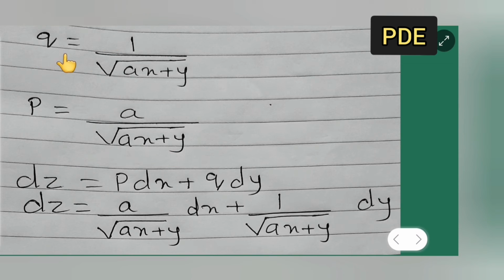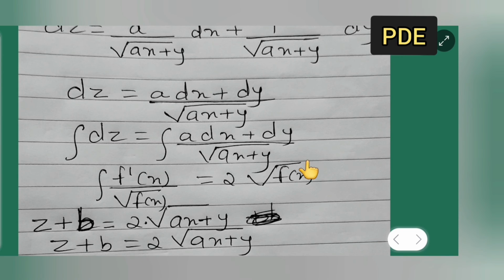Now substitute this value of Q and P in this equation. Okay? So in this equation you all have to substitute the values. dz is equal to p dx plus q dy. Now what is dz is equal to what is p dx? P is nothing but a upon root of ax plus y dx. Write it as it is plus what is q? 1 upon root of ax plus y into dy. Write it as it is.